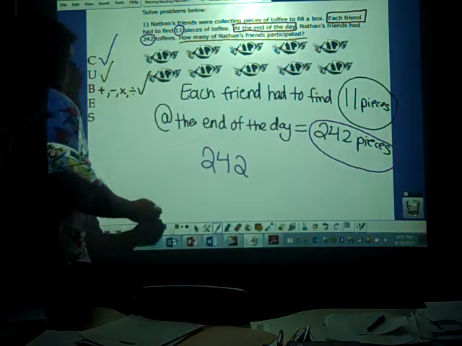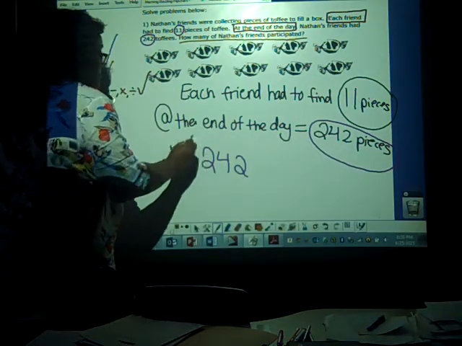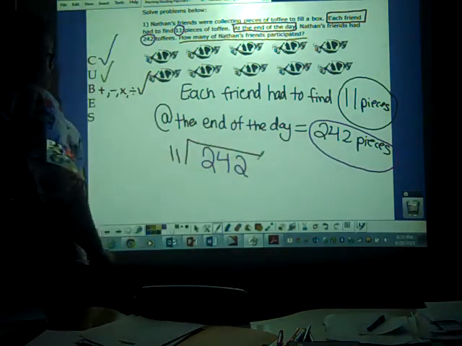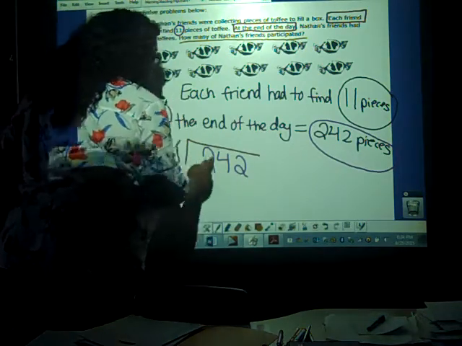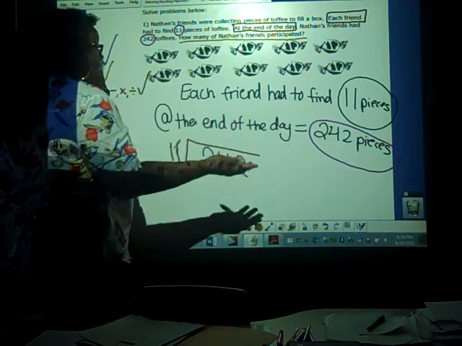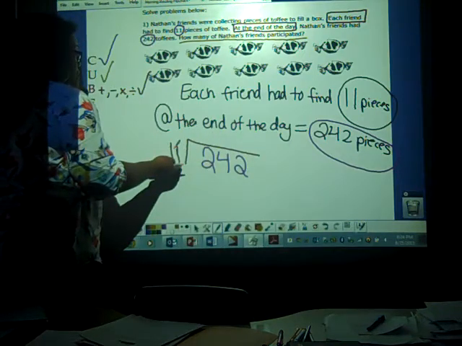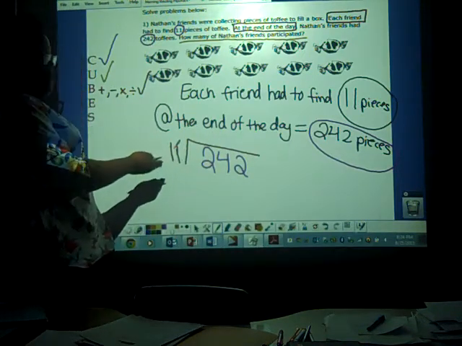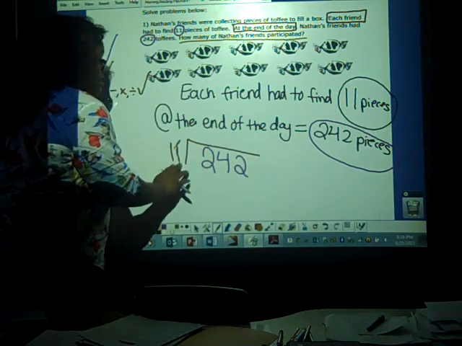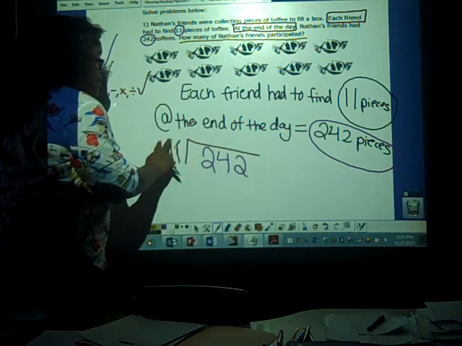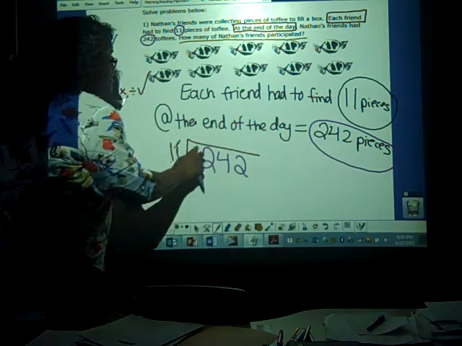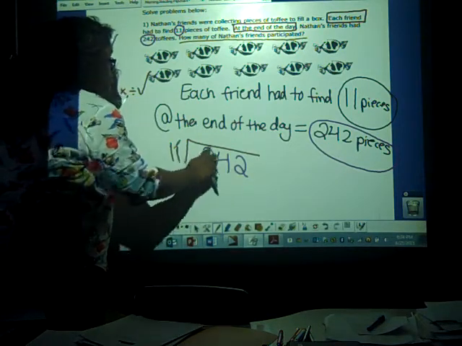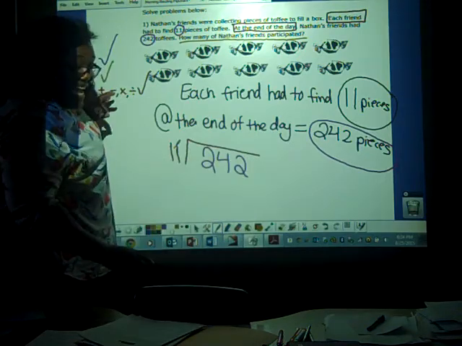So this is where it comes down to division. We are going to have to divide 242 pieces at the end of the day by 11, which is our divisor. In division, the outside number is your divisor. The inside number under the little roof of the house is your dividend.